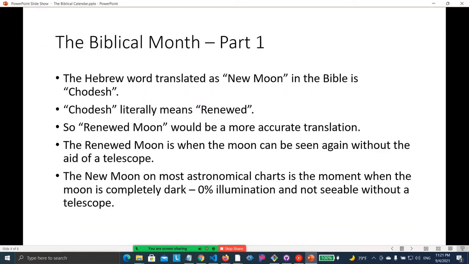Okay, here are some things you need to know. The Hebrew word translated as new moon in the Bible is Chodesh, which I already mentioned, and which literally means renewed. So renewed moon would be a more accurate translation. The renewed moon is when the moon can be seen again without the aid of a telescope. Notice I didn't say when it is seen again, but when it can be. The new moon on most astronomical charts, the moment when it's completely dark, 0% illumination, is not seeable without a telescope, or really for that moment even with one.